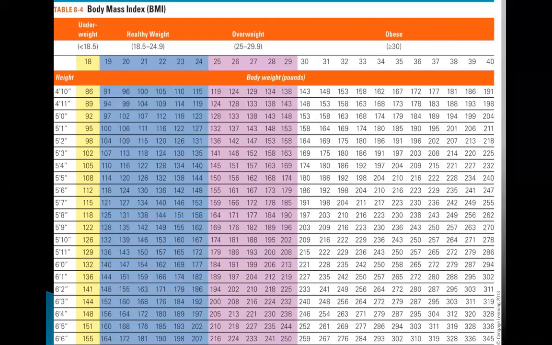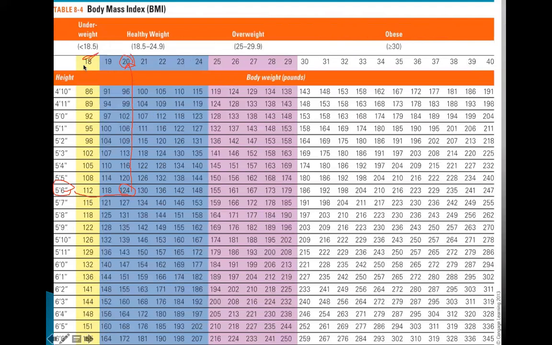You can also use BMI charts to estimate your BMI. So the way that these charts work is you have height on the left side and weight on the top side. And so what you're going to do is you're going to find your height, which I happen to be 5'6", and then you're going to scroll over to find your weight. And I'm about 124 pounds. So then I look up here and I find that my BMI is 20.